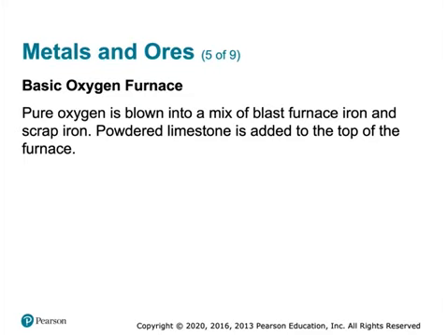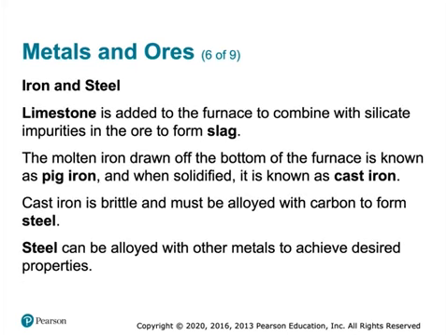Those impurities are known as slag. It's mostly calcium magnesium silicates. And the molten iron, we talked about that, the pig iron. Then the pig iron is cast iron. You can combine it with carbon, so you can have 2% carbon to form steel.